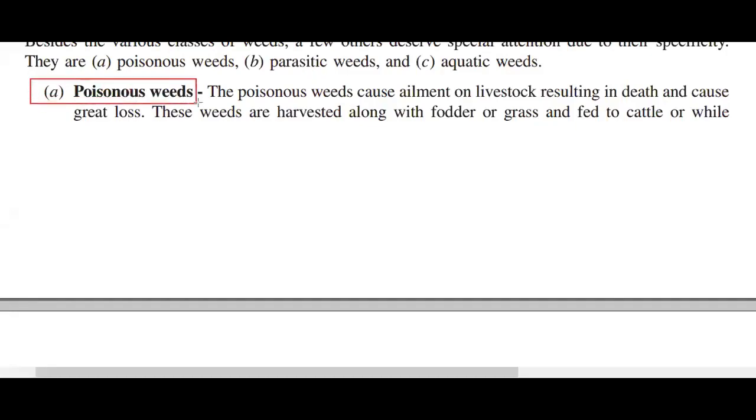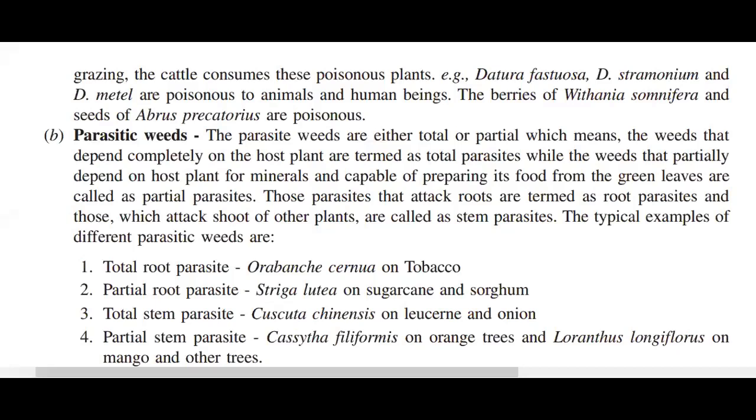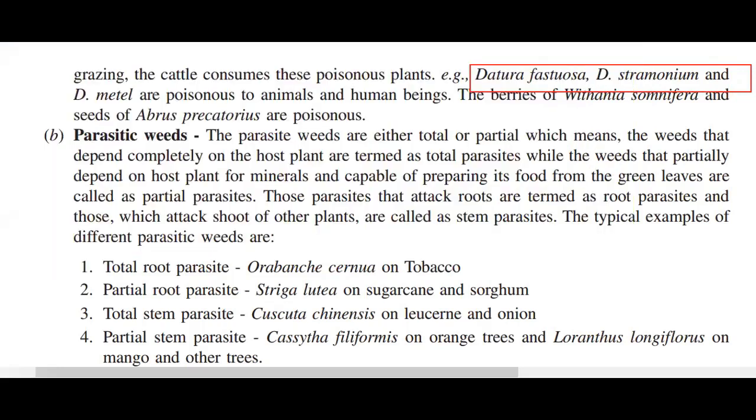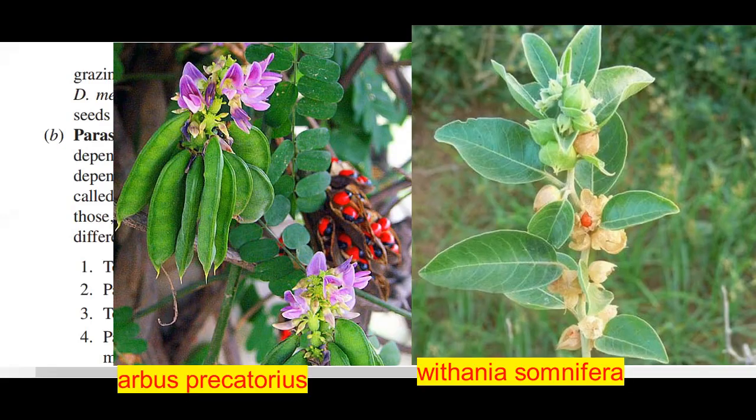The poisonous weeds cause ailment in livestock, resulting in death and causing great loss. These weeds are harvested along with fodder or grass and fed to cattle, or the grazing cattle consume these poisonous plants. For example, Datura fastuosa, Datura stramonium, and Datura metel are poisonous to animals and human beings. The berries of Withania somnifera and seeds of Abrus precatorius are poisonous.